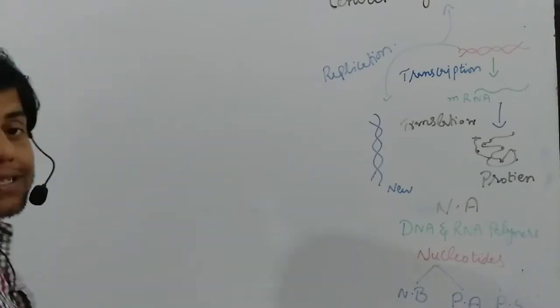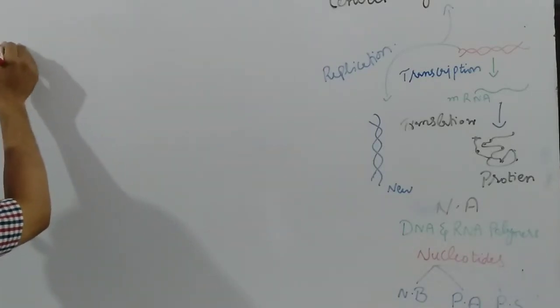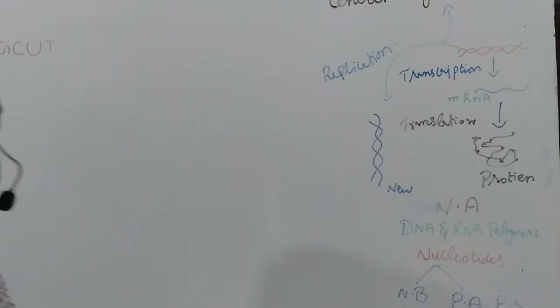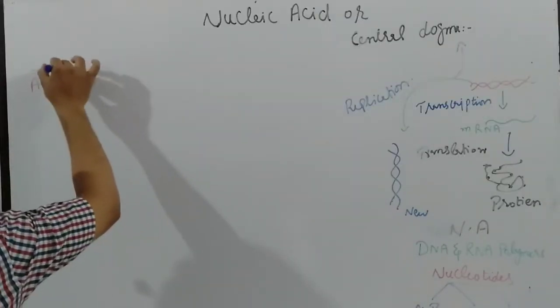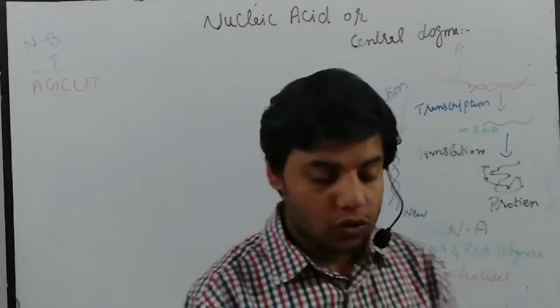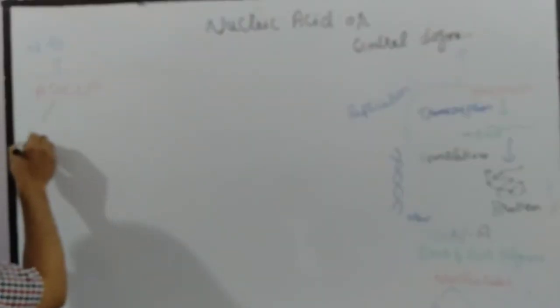Let's first see what nitrogenous bases actually are. Usually the nitrogenous bases are adenine, guanine, cytosine, uracil, and thymine. These are called nitrogenous bases. Nitrogenous bases are classified into two forms. One we call purine, and the other we call pyrimidine.